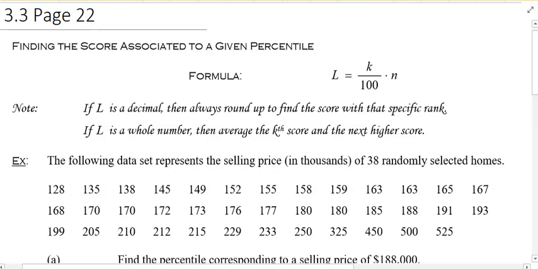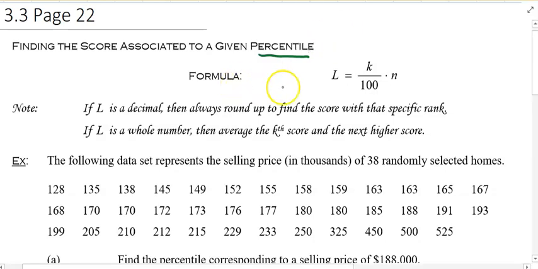Okay, continuing on, finding the score associated with a given percentile. Again, remember, percentile indicates whatever you say, 50th percentile, 70th percentile, that means 70% of the scores are below. So basically your score has 70% below it. That's always how percentile works.